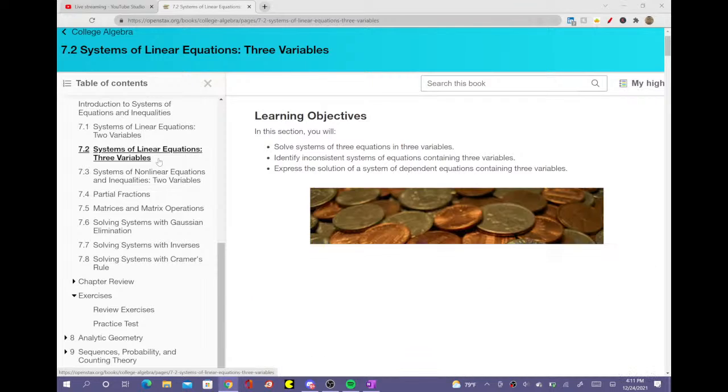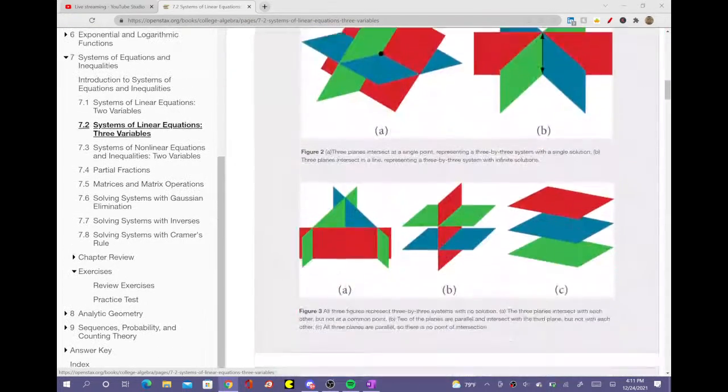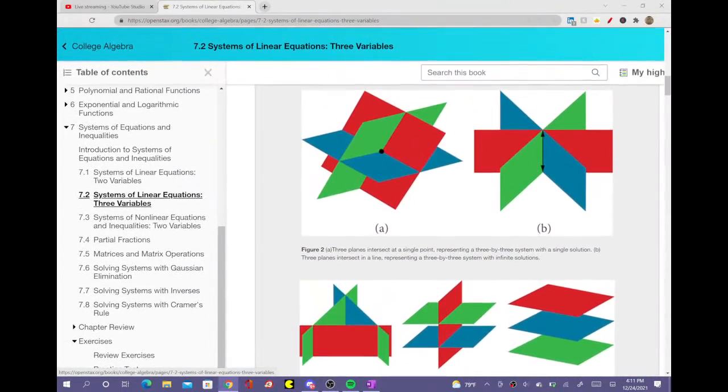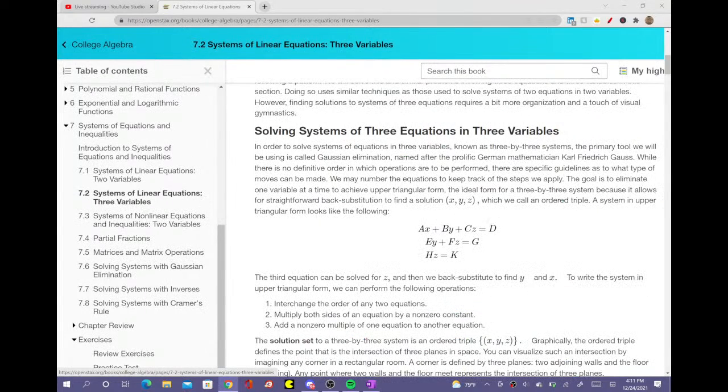So in three variables, it's a lot more complex. You actually don't learn more about these until linear algebra, I believe. But in... sorry guys.